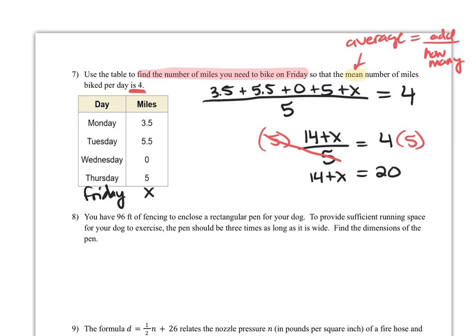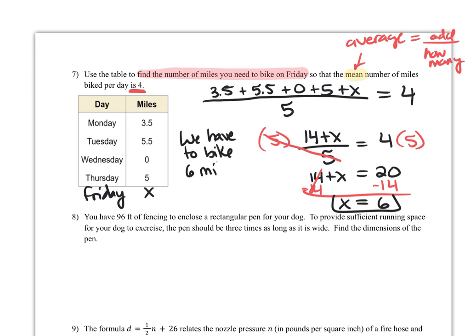Now can we move the 14? Yeah. How do we move that 14? Subtract. Good. If you are trying to move a positive number, to get rid of it, you just subtract that same amount. We want to get rid of it, so we're doing minus 14. I keep my scale balanced by subtracting 14 on the other side as well. And so what does x equal then? 6. Good. So how many miles did we bike Friday? Or do we have to? 6. Yeah. We have to bike 6 miles. You could say on Friday if you want.